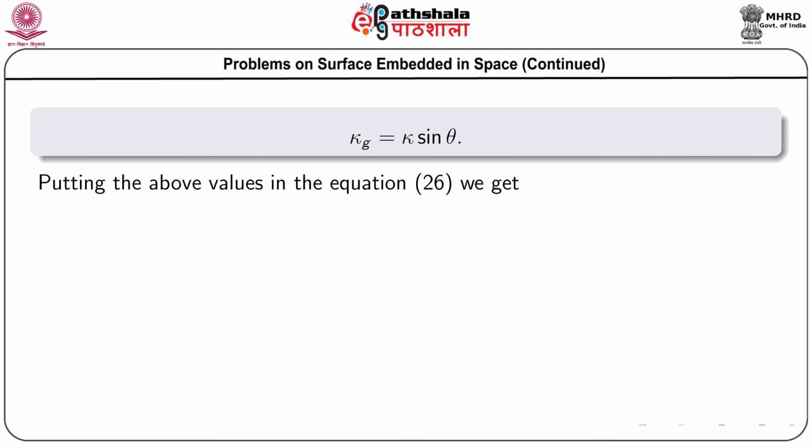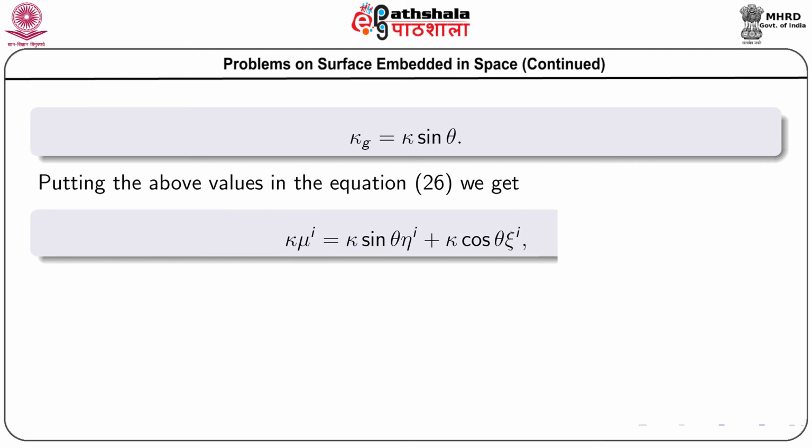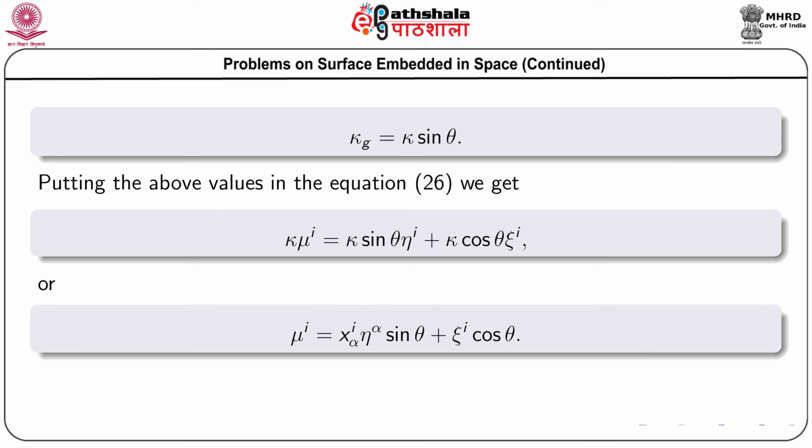Now, putting all these values in equation 26, that is the previous equation, we get this one: kappa mu I equals to kappa sin theta eta I plus kappa cos theta xi I. Because eta I can be replaced by x I alpha eta alpha, we have mu I equals to x I alpha eta alpha sin theta plus xi I cos theta.